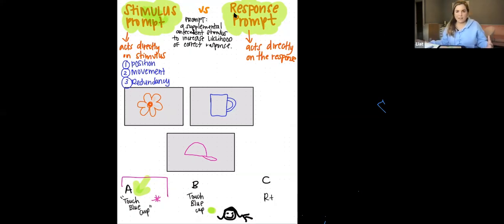Okay, so maybe, for example, while I'm drawing on this device right now, it's not the easiest for me to do a movement prompt. So maybe I might try a redundancy prompt. So let's say, who's doodling all over the screen?